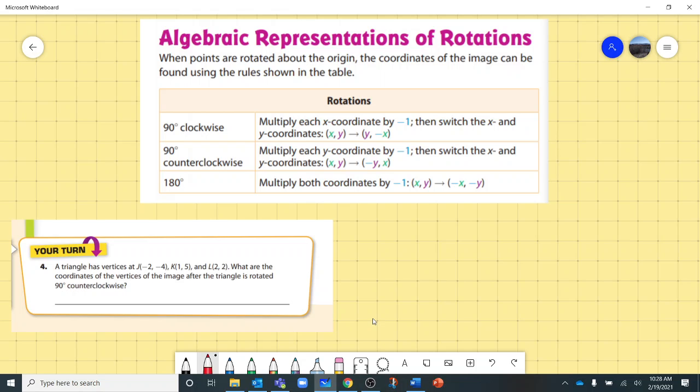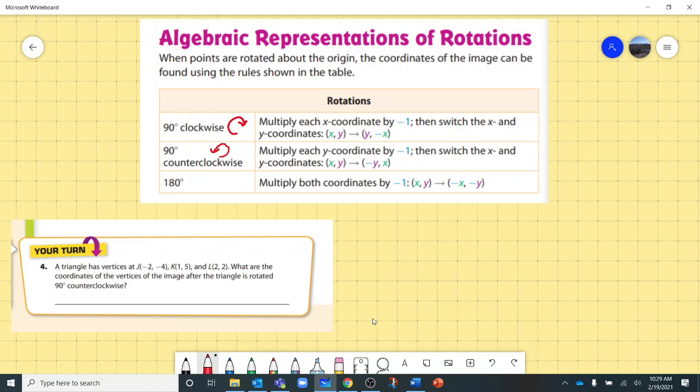Okay, so clockwise, remember, you're staring at the clock, waiting for class to end, not in math, but in other classes. And you're watching as the hand goes in this direction, that's clockwise. Counterclockwise is the direction the clock seems to be going when you're sitting in class and waiting for lunch. Okay. 180 degrees, doesn't matter if you go clockwise or counterclockwise, you end up in the same location.